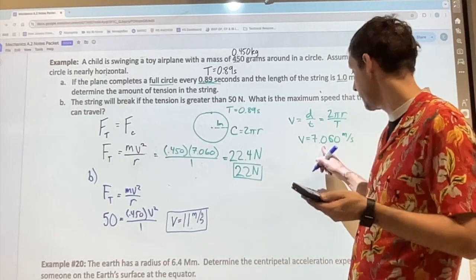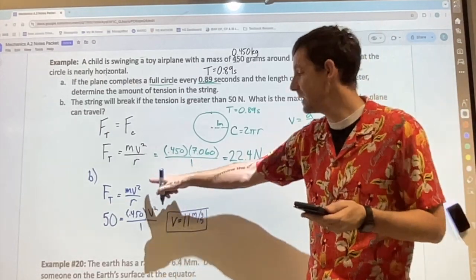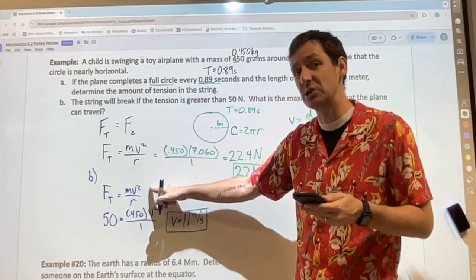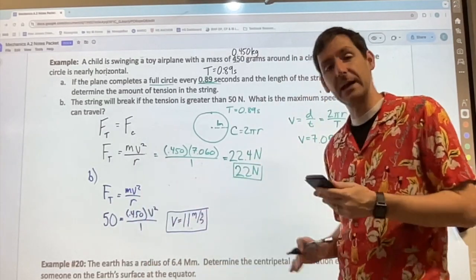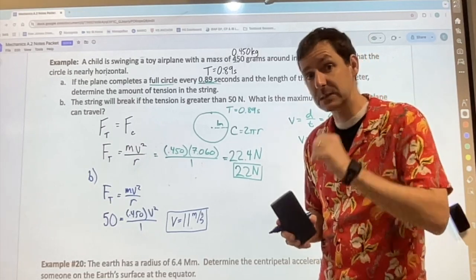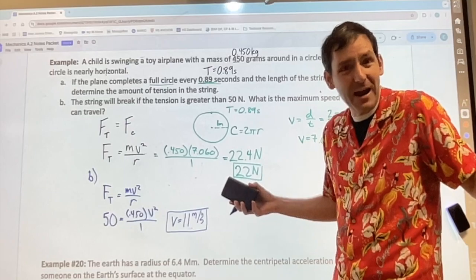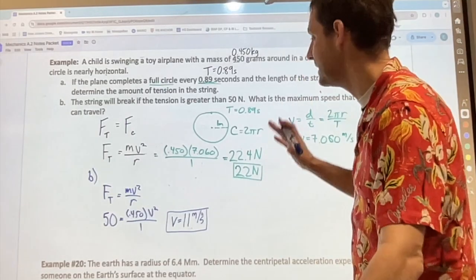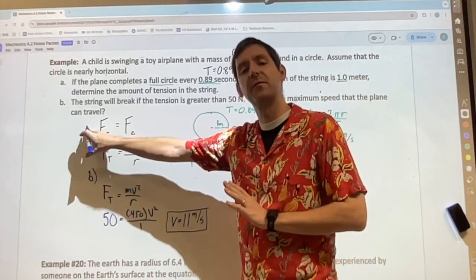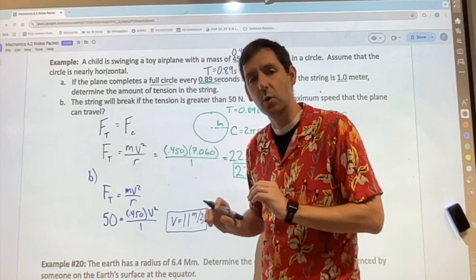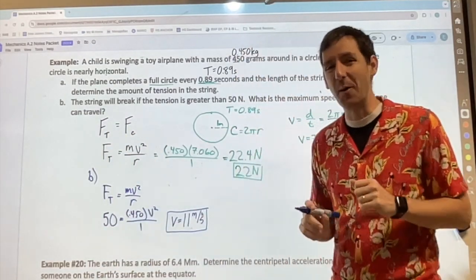And no, that doesn't work because the speed here is squared. There's a quadratic relationship. All right? So we end up getting 11 meters per second for the maximum speed that that airplane can be traveling. All right? Not too bad, right? Not too bad. Again, the idea is recognize what is the centripetal force and work with what you have and what you need from there.